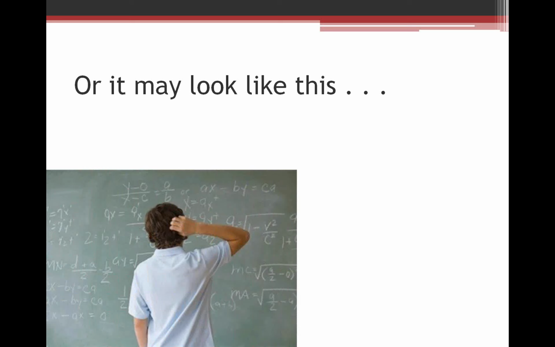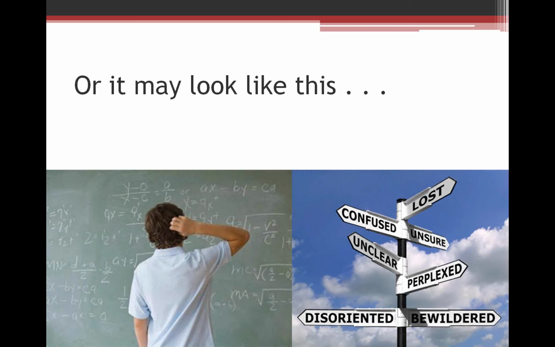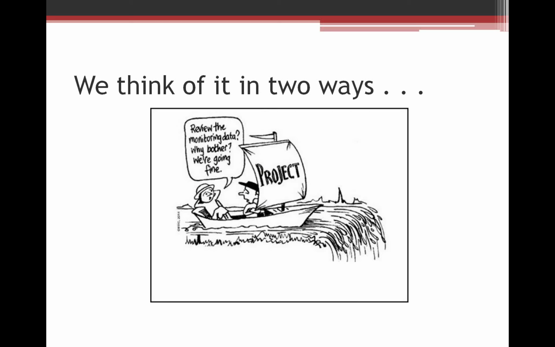The idea that sometimes talking about numbers and analysis can be really confusing. It can look like some of this math, and it can leave us maybe unsure or perplexed. I know that we're all at different levels, but the two ways that we classify evaluation, I've depicted in two cartoons. There's this person sitting on the boat, and it says, review the monitoring data. Why bother? We're going fine. You can see the project going off the cliff.